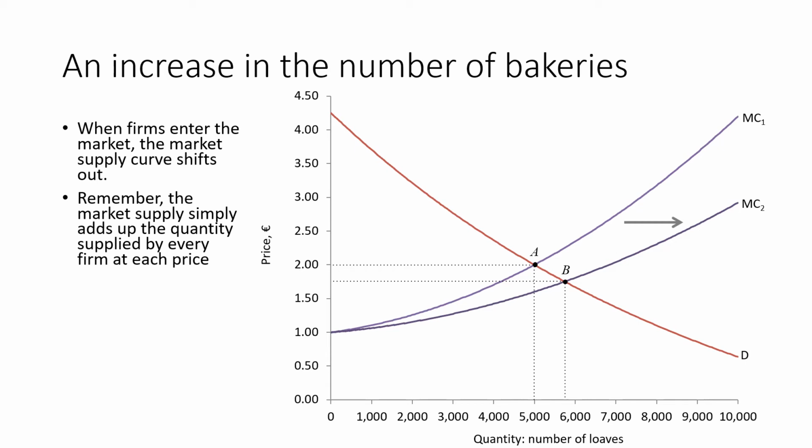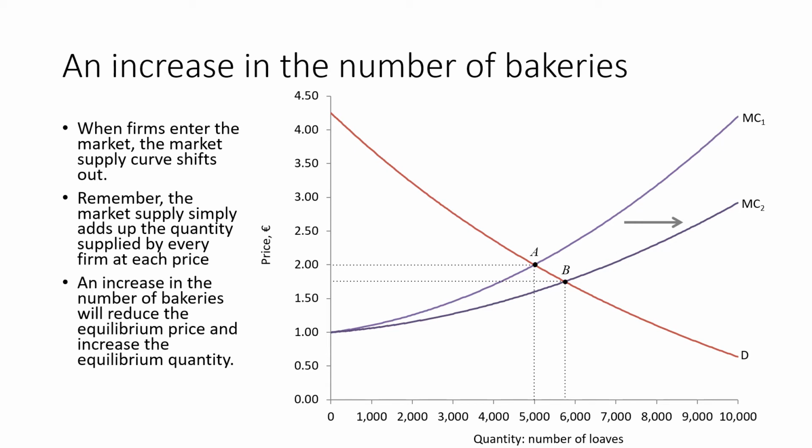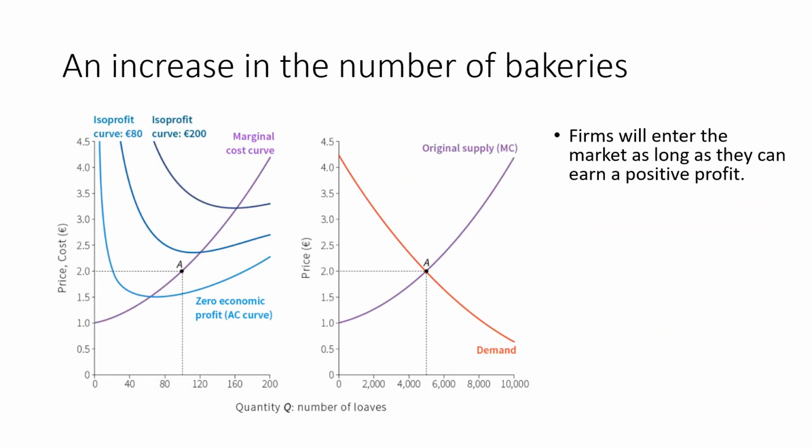So as firms enter, it also shifts out the supply curve, but it does it in a way that doesn't change the fact that the first loaf still costs every bakery exactly $1 or €1 to produce. So an increase in the number of bakeries is also going to reduce the equilibrium price and increase the equilibrium quantity. The question is, how long are firms going to enter this market? As firms enter the market, that's going to reduce the price and increase the quantity. But how long will they do that?